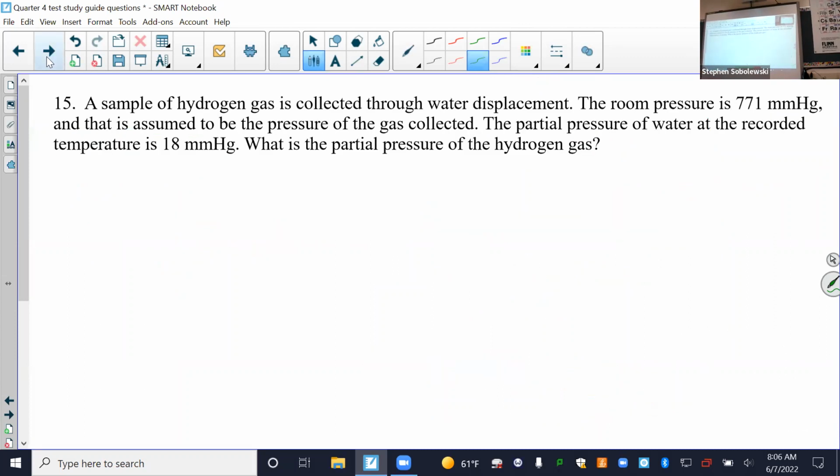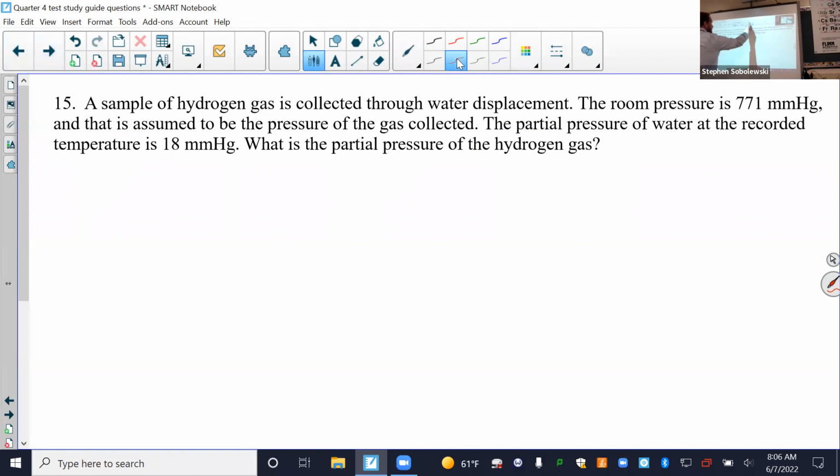Question 15. A sample of hydrogen gas is collected through water displacement. The room, was there a second part to this one? No. The room pressure is 771 mmHg, and that is assumed to be the pressure of the gas collected. This hopefully brings back memories of the molar volume of gas lab. The partial pressure of water at the recorded temperature is 18 mmHg. What's the partial pressure of the hydrogen gas?